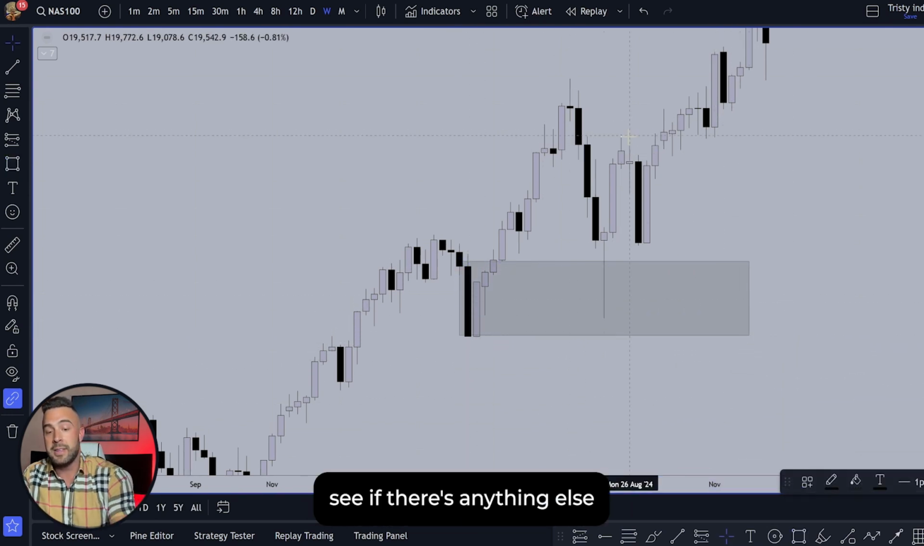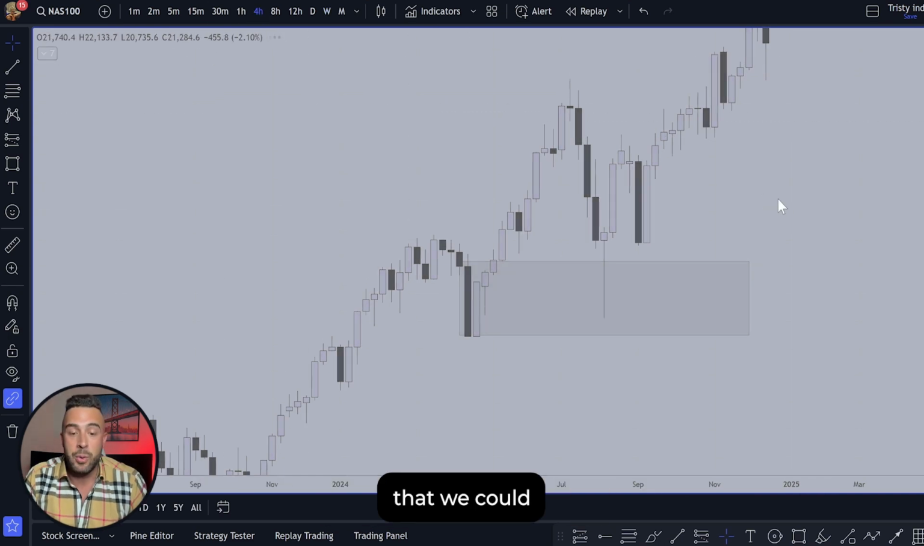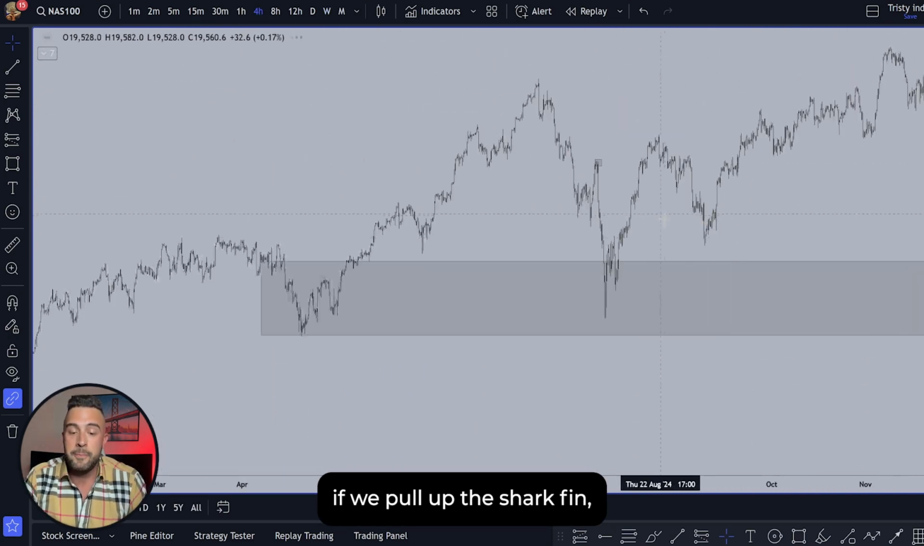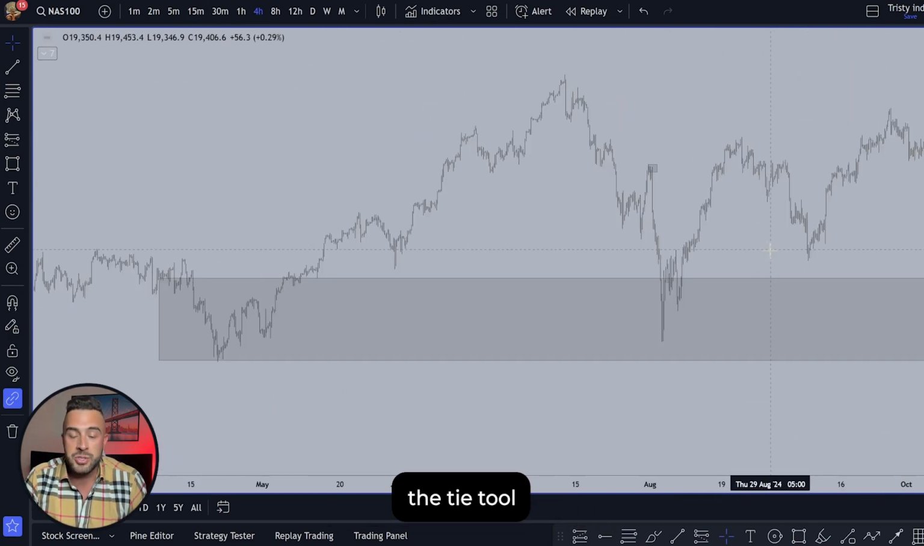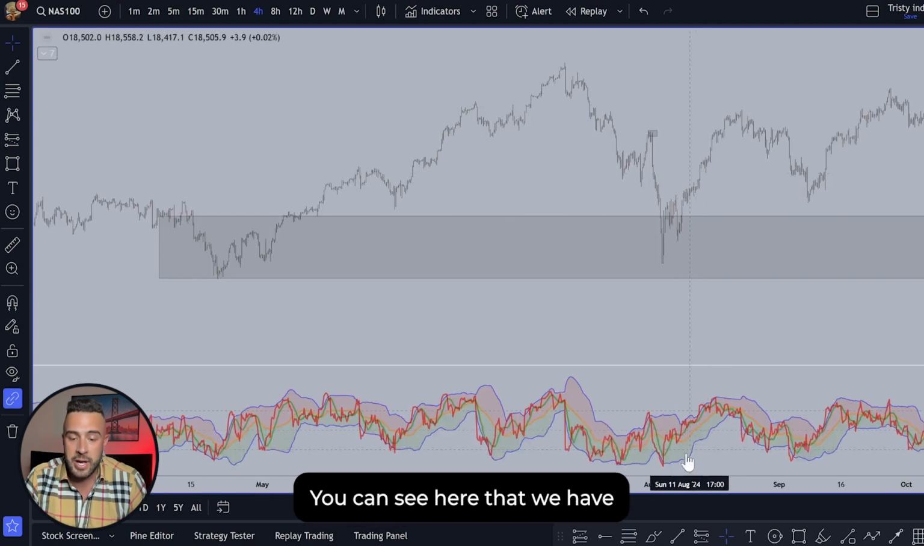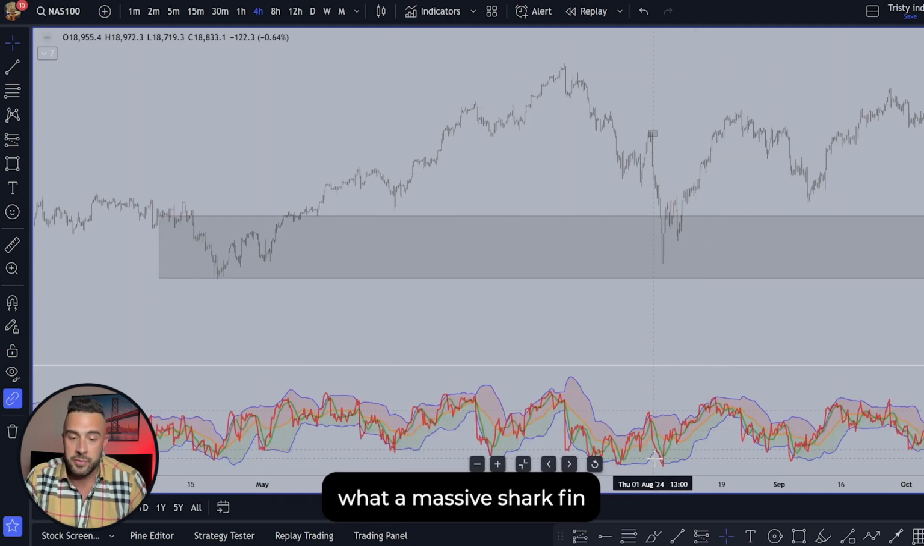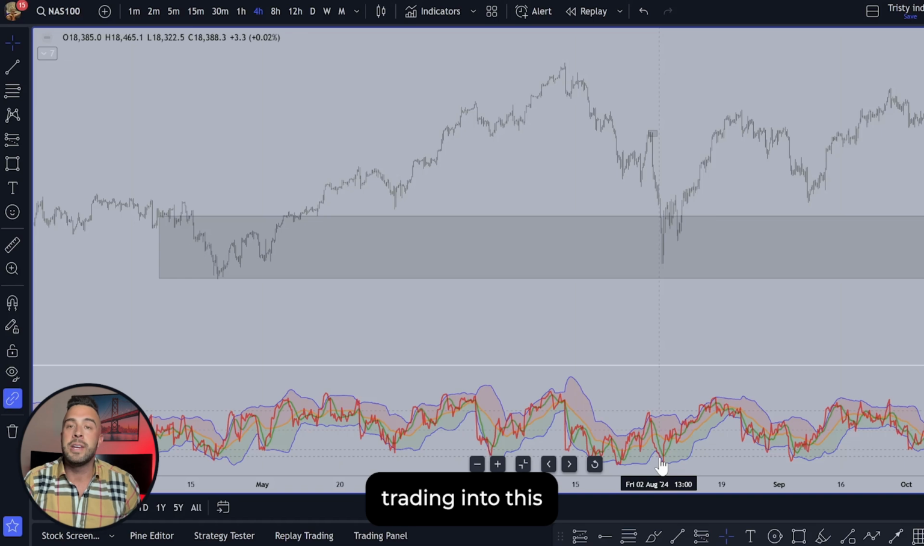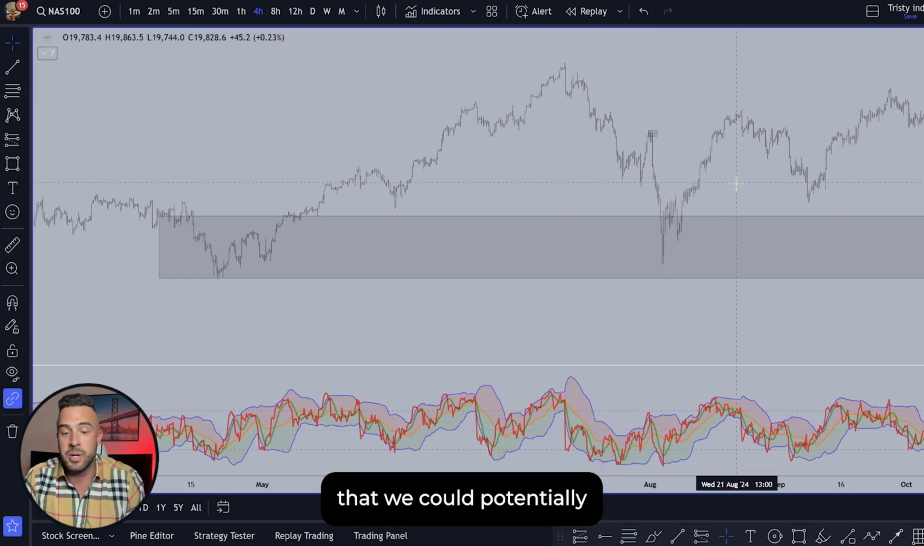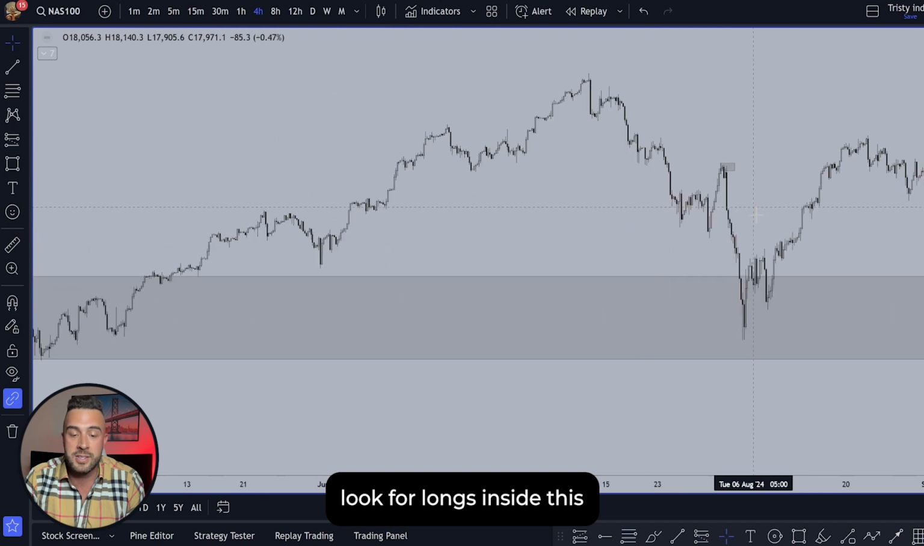Now let's see if there's anything else telling us that we can potentially look for buys. If we pull up the shark fin, the TDI tool that we just went over, you can see here that we have a massive shark fin right here when we're trading into this weekly block. So again, two confluencing factors to tell us that we could potentially look for longs inside this zone.